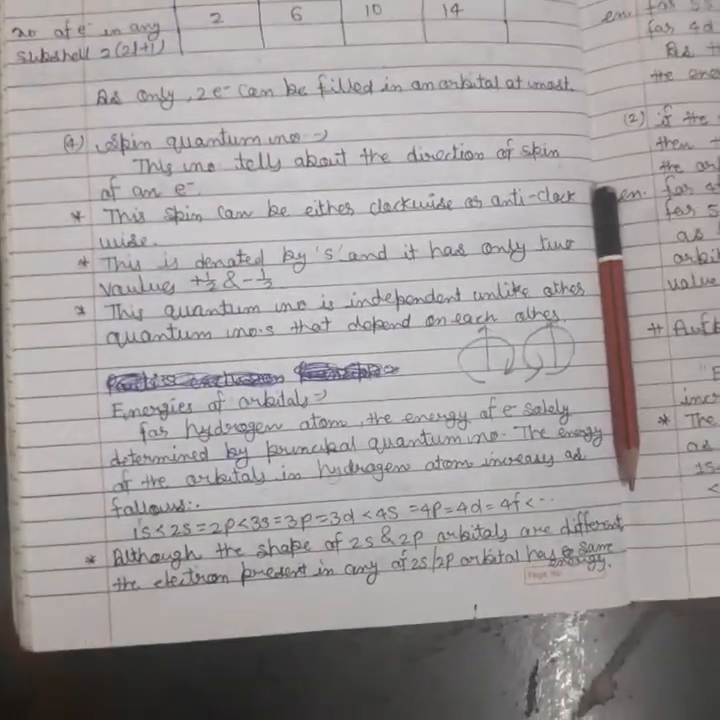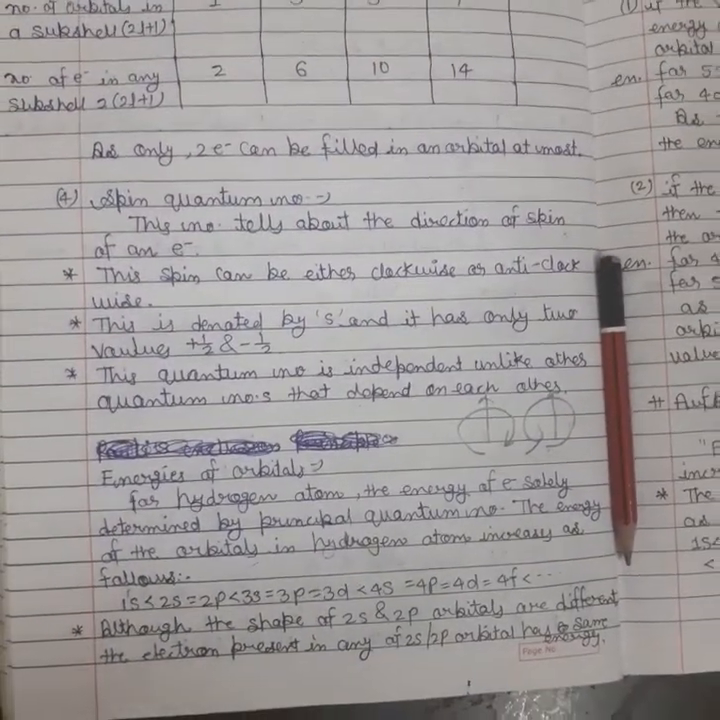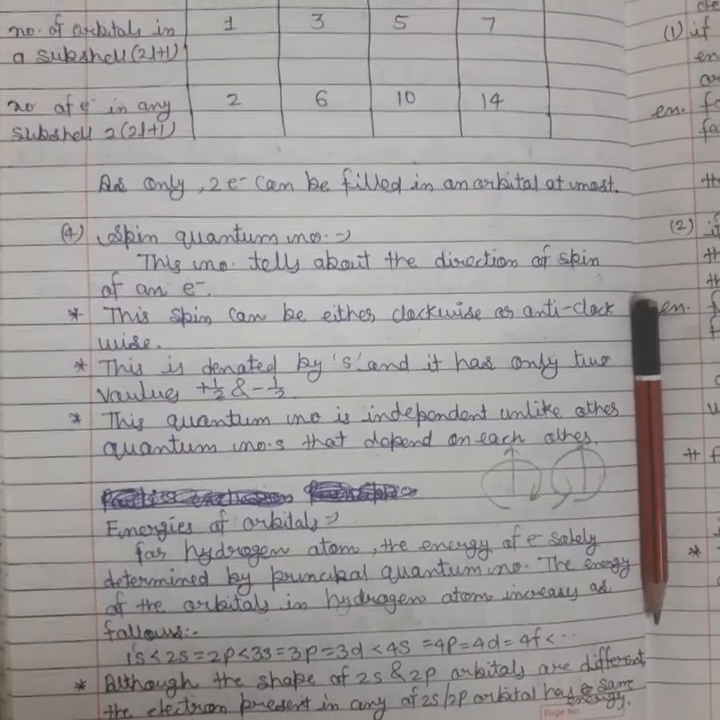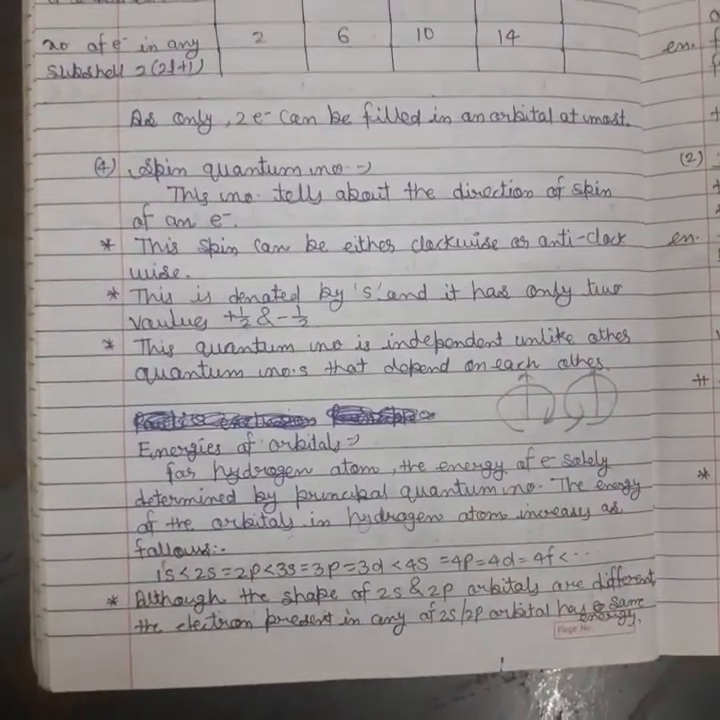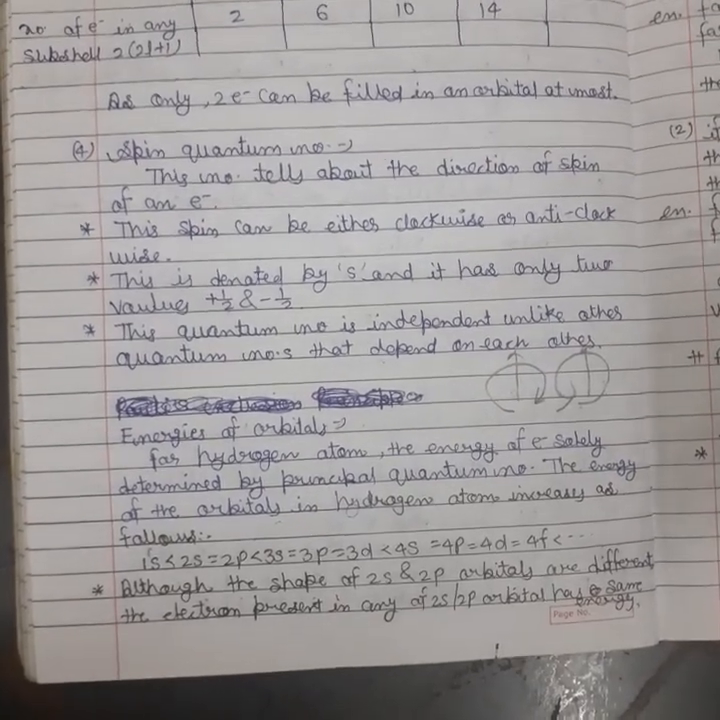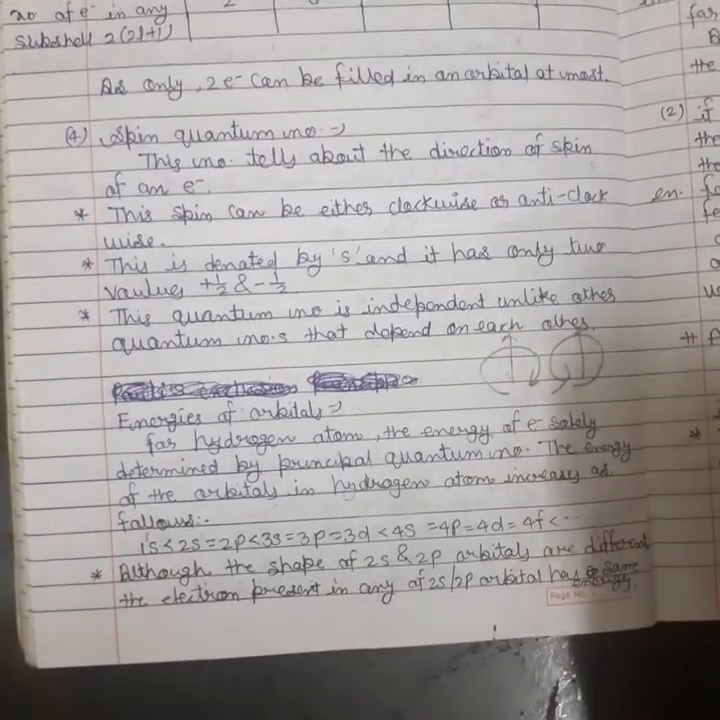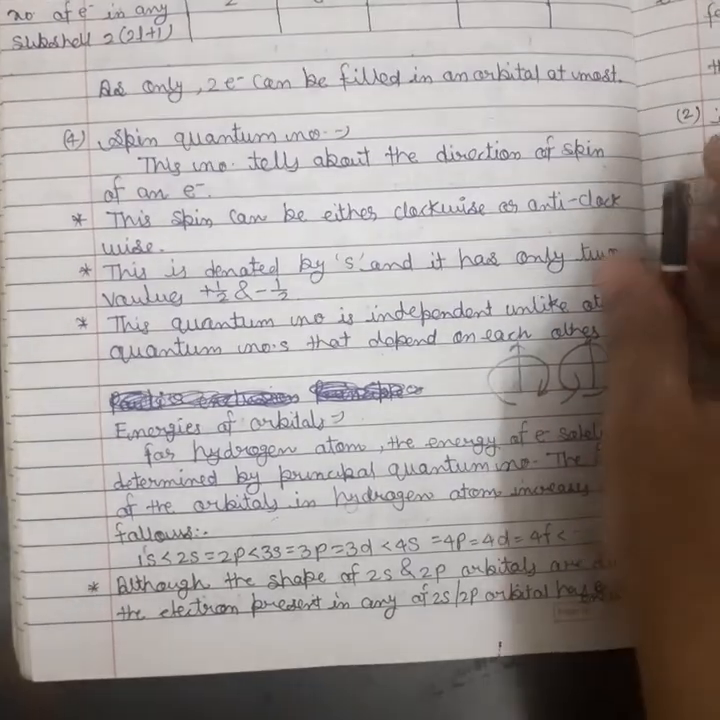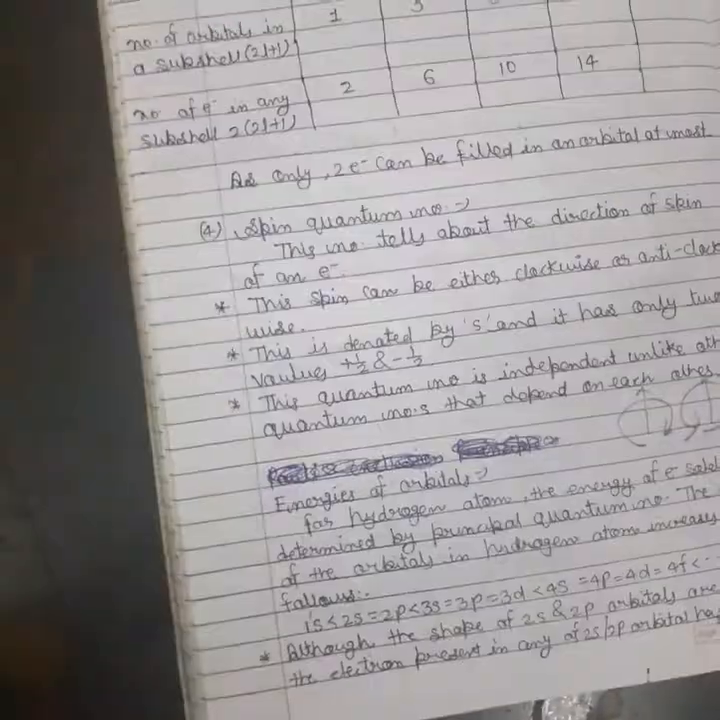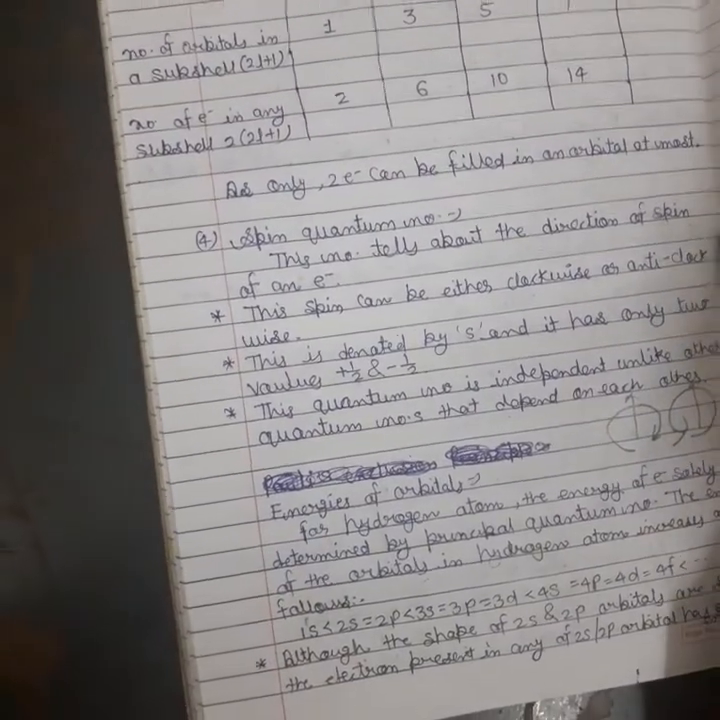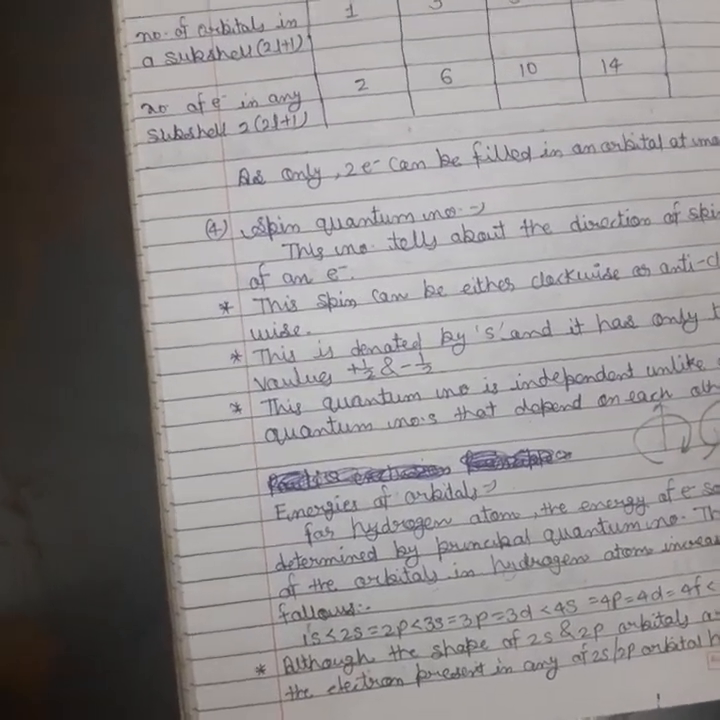So that was all about the quantum numbers, and how they tell us about the position, energy, and behavior of an electron in a magnetic field. Quantum numbers are also used in the electronic configuration of atoms. So that was all about the quantum numbers for atoms and electrons.